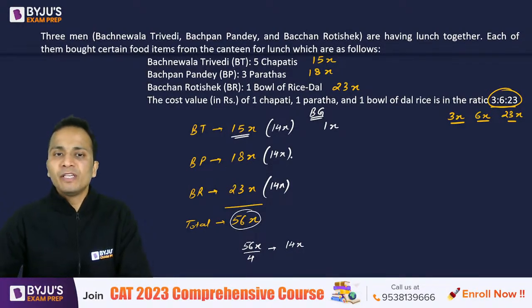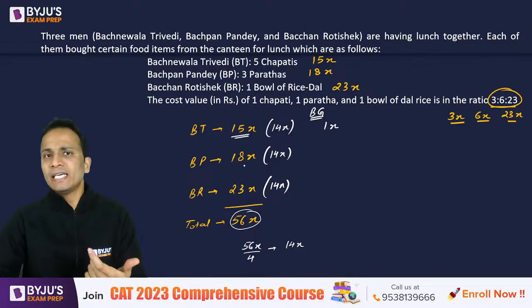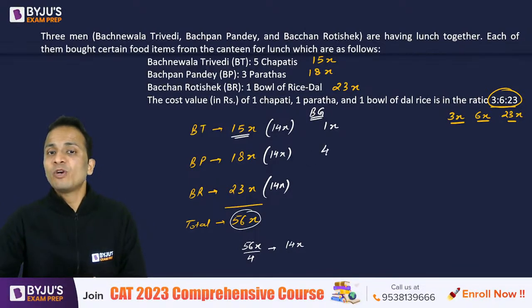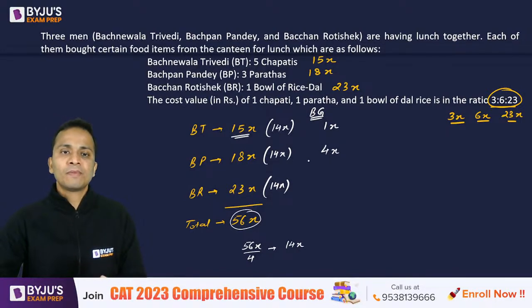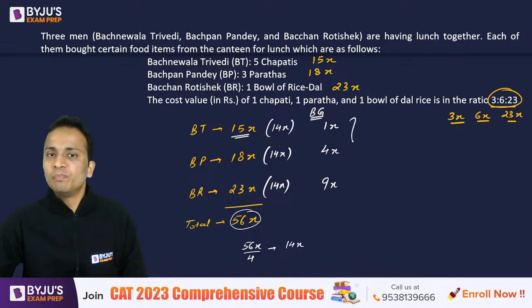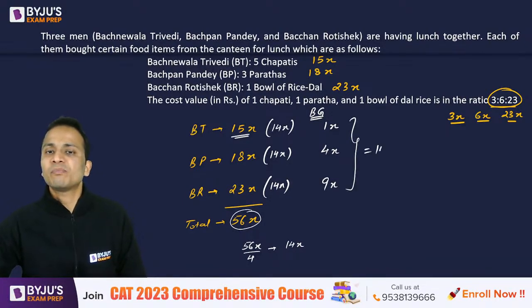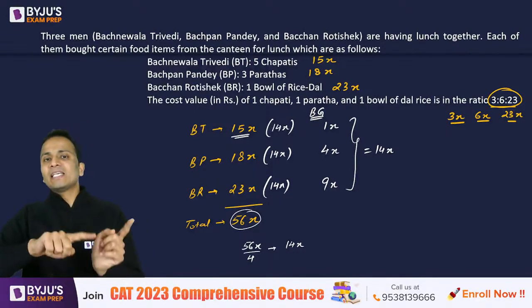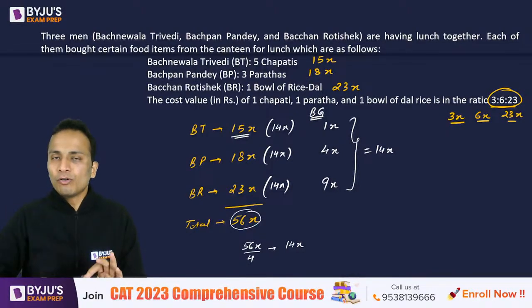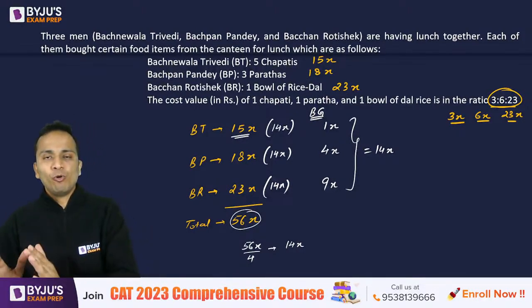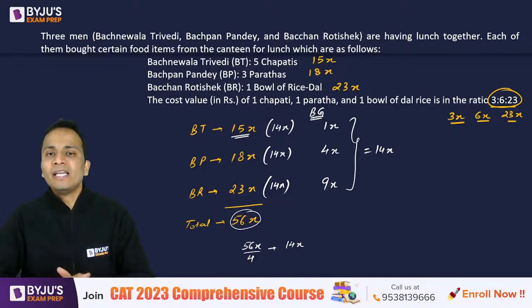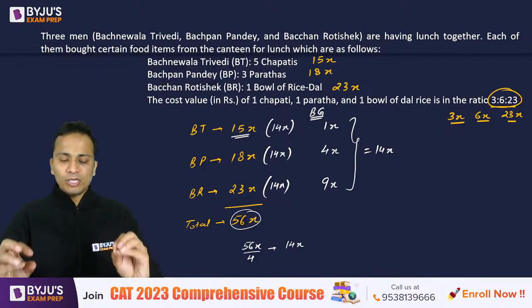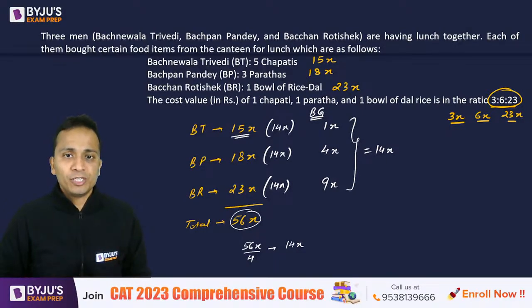BP 18x लेके आया था, उसको मिला 14x, so that means he would have given 4x to BG. And similarly BR would have given 9x to BG. So BG का अगर ऐड करोगे तो ये भी 14x बन जाता है. All right. Fine. So BT has given BG 1x amount of food, BP has given 4x, and BR has given 9x amount of food. All right. So now we have this much of information. Let's see how we can use this information.